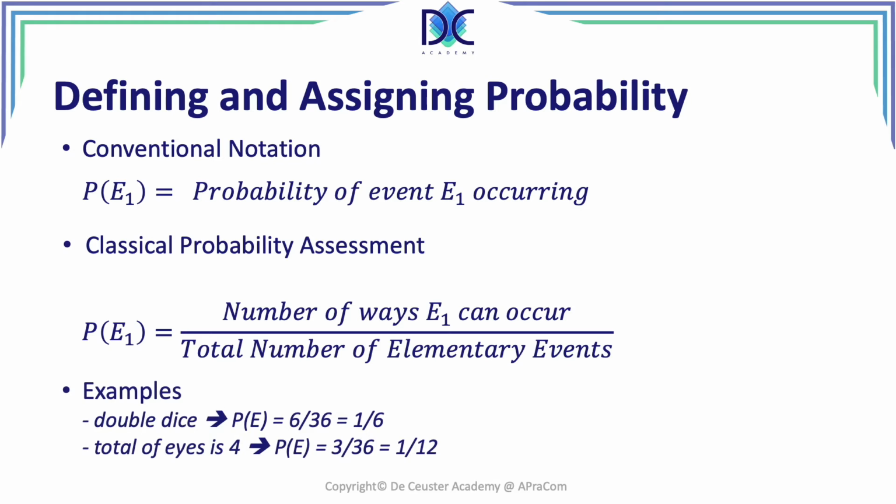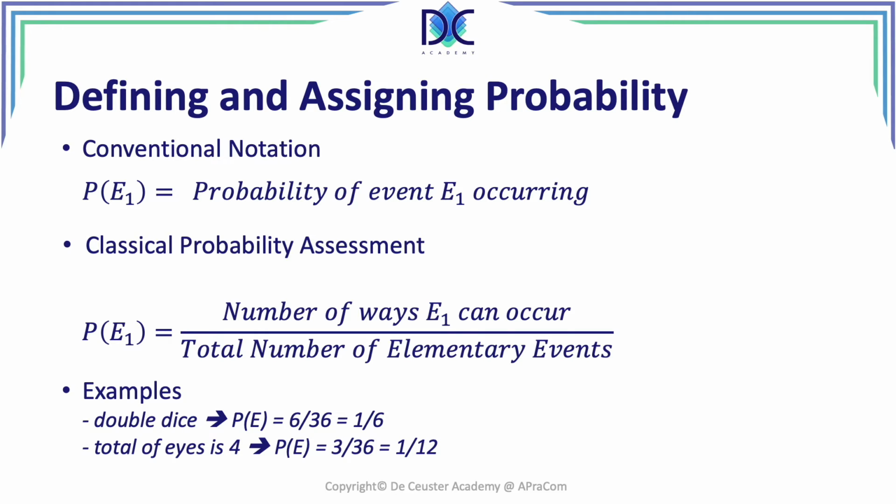When we look at the examples that we considered before when we were looking at throwing the dice, we looked at the number of events that we have when we can throw double dice. We have 1, 1, 2, 2, 3, 3, 4, 4, 5, 5, and 6, 6. Basically, we have 6 ways E1 can occur. The total number of elementary events in this case is 36. So the probability that we throw double dice is in fact 1 divided by 6.